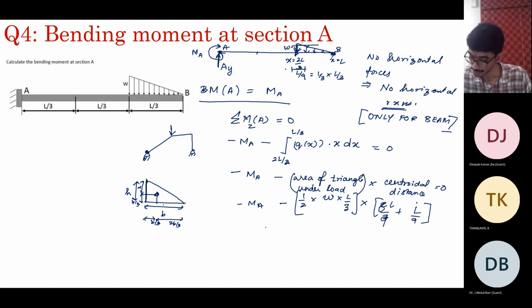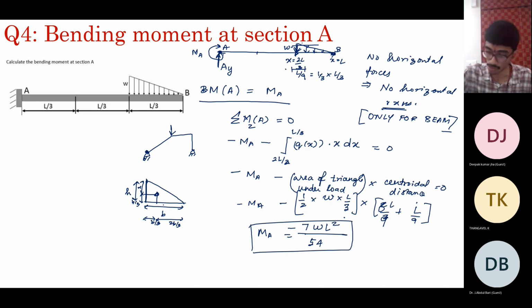So you will get MA is equal to, take it to the other side, you get minus 6L/9, 7. And 3 9s are 27, 54. You will get minus 7 WL² by 54. So minus sign means the assumed direction is wrong. So you have a counterclockwise moment of 7 WL² by 54.